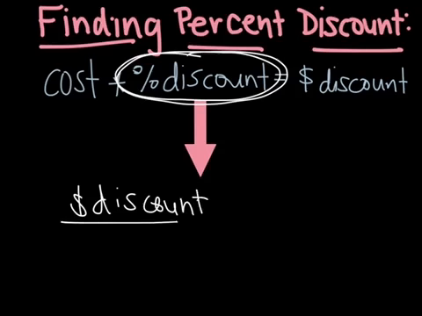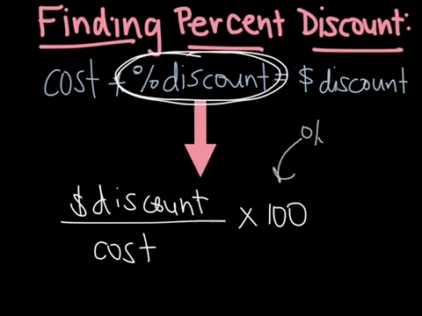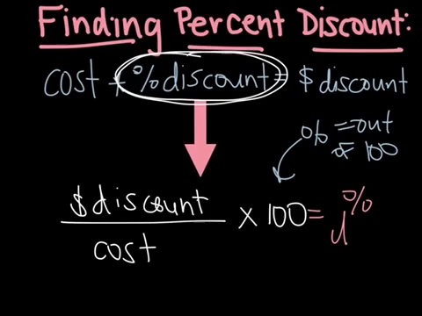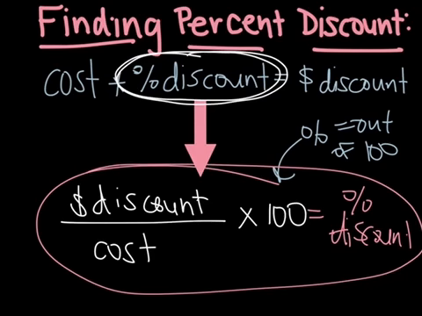and you are going to divide that by the original cost. Once you've done that, you're going to multiply that times 100, because if we remember, percent means out of 100. And once you multiply that times 100, you're going to figure out your percent discount. So let's go ahead and take a look at an example of this. So remember this equation. It might make sense to write that down somewhere on your note sheet.